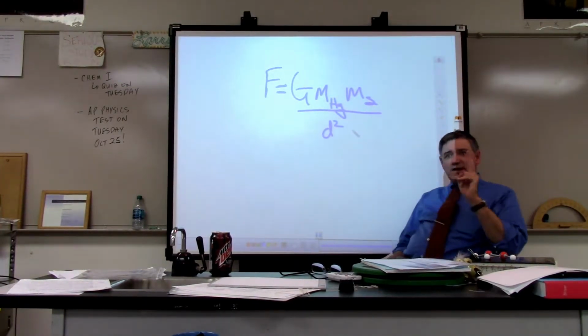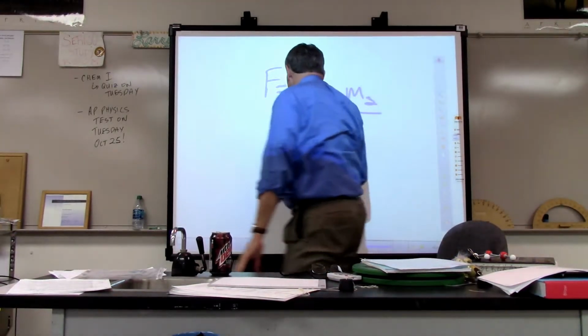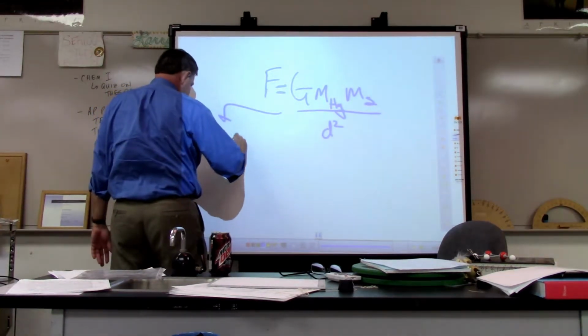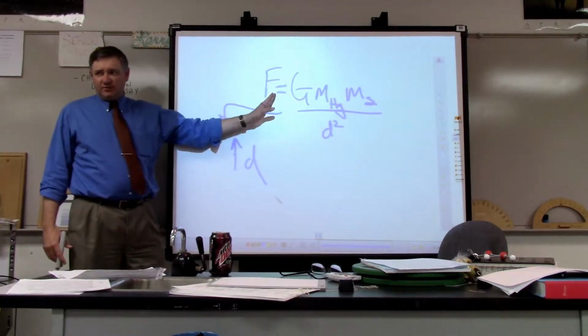So what we're going to look at is 2 extremes. One is closest and one is furthest. So if you look at this, when you have that bigger distance, what's going to happen to the gravitational force?